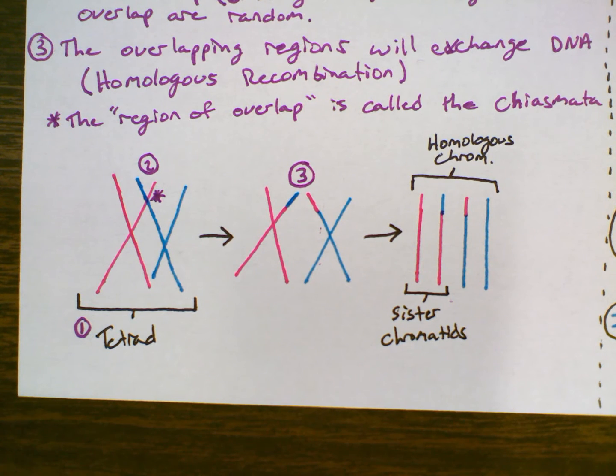Now, multiply this occurring over all 23 chromosomes, and you can see a huge amount of diversity just homologous recombination and crossing over provides. But meiosis is not done. Just wait, there's more.